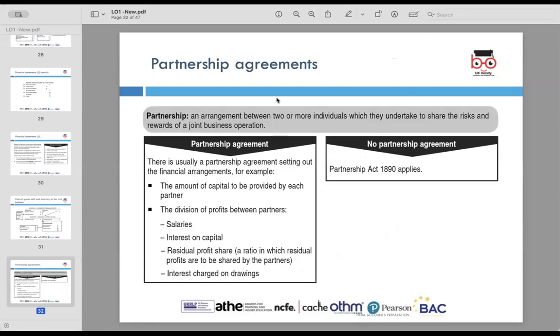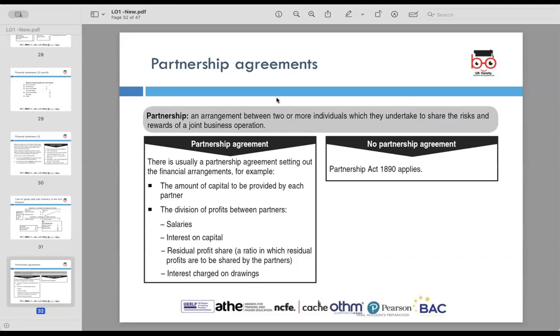Next is a partnership agreement. A partnership is an arrangement where two or more individuals collaborate to operate a business, sharing risks, responsibilities, and rewards. So, key aspects of partnership agreements: formation and legal framework, financial arrangements. Partners' agreements specify important financial details, including capital contribution by each partner.